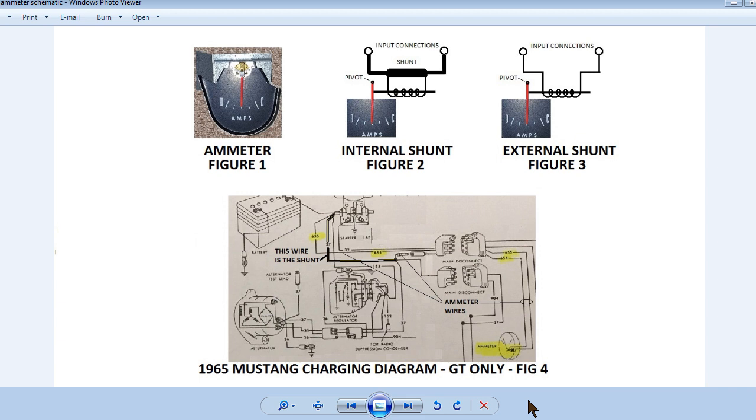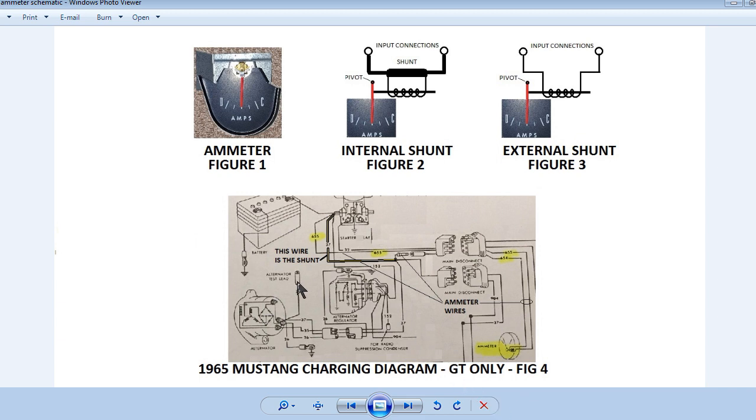The 1964 Thunderbird has an internal shunt type ammeter. Starting in 1965, the external shunt type ammeters are used. The shunt for the Ford external shunt type ammeters is actually a wire that runs from the alternator to the starter relay.